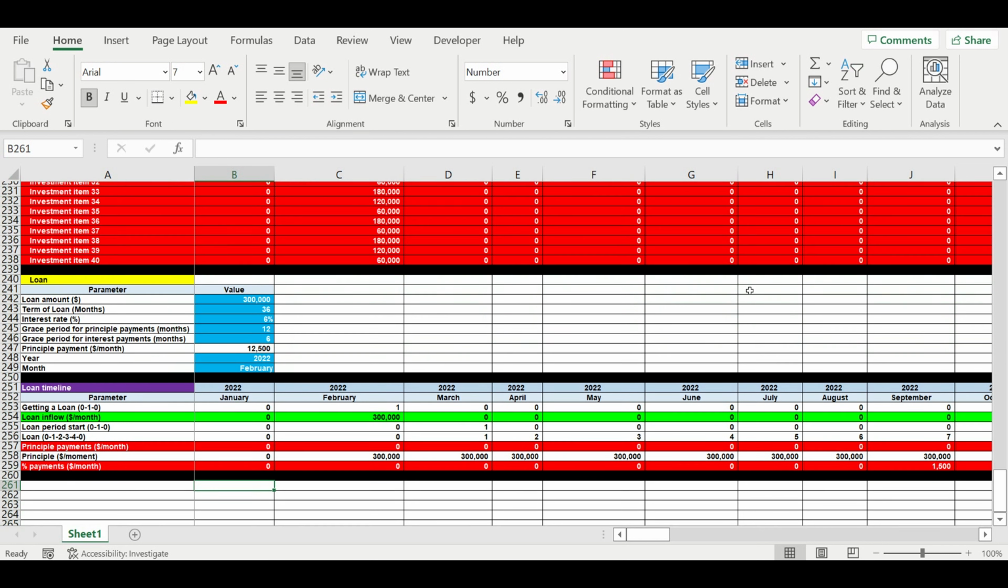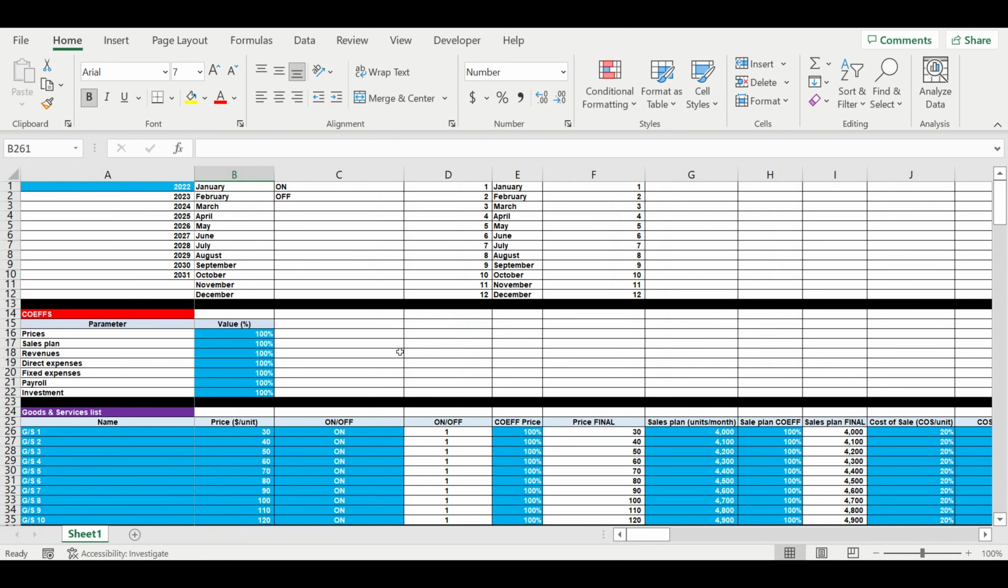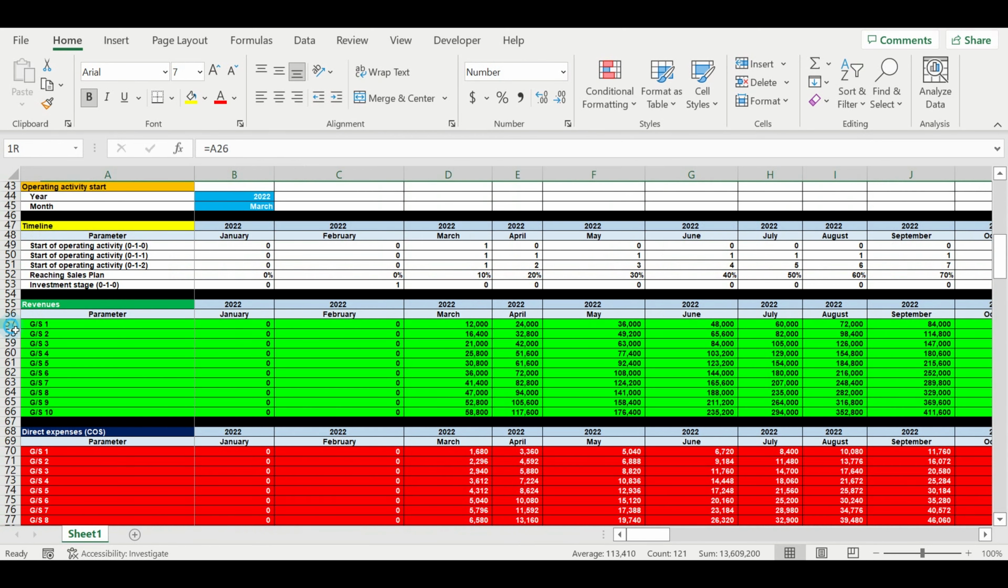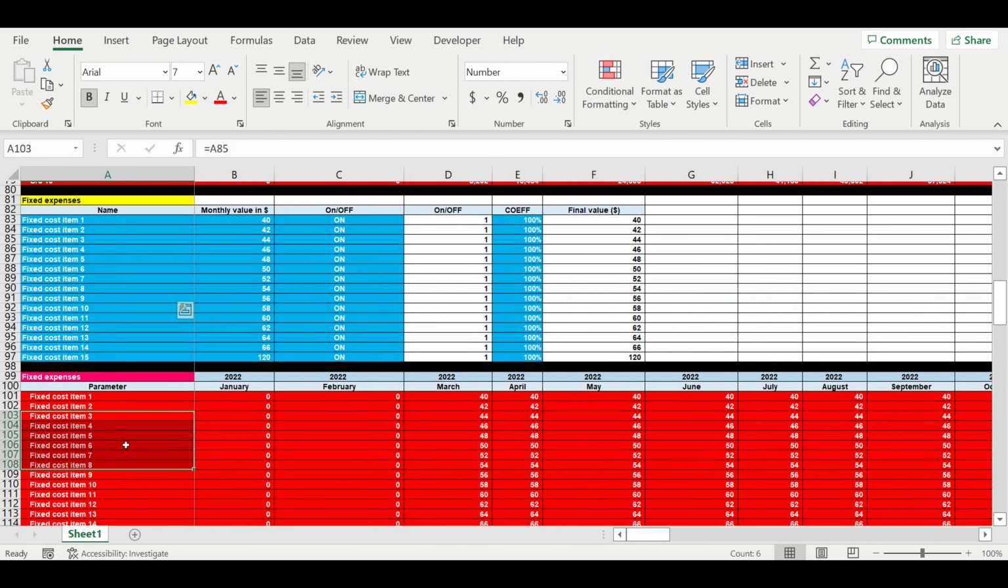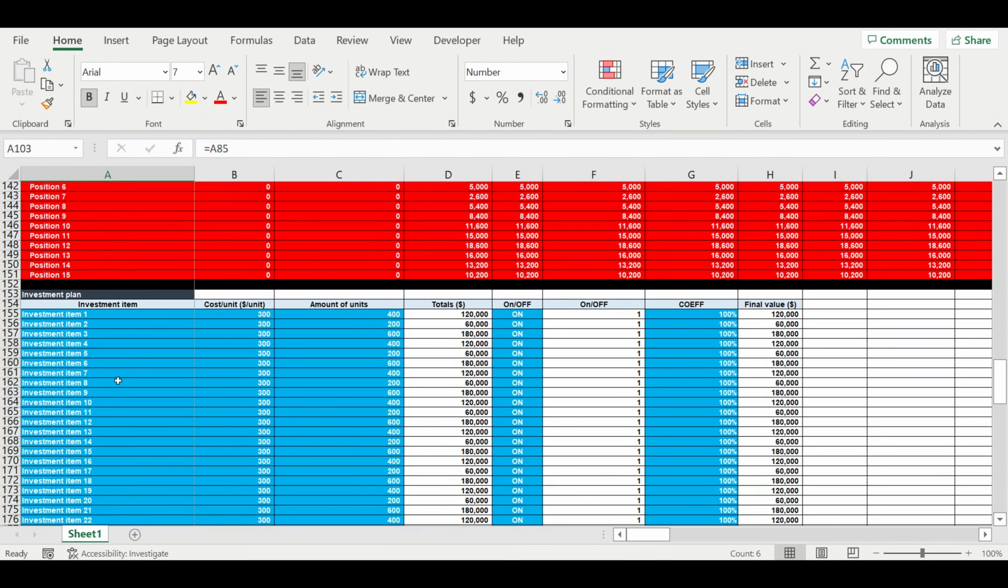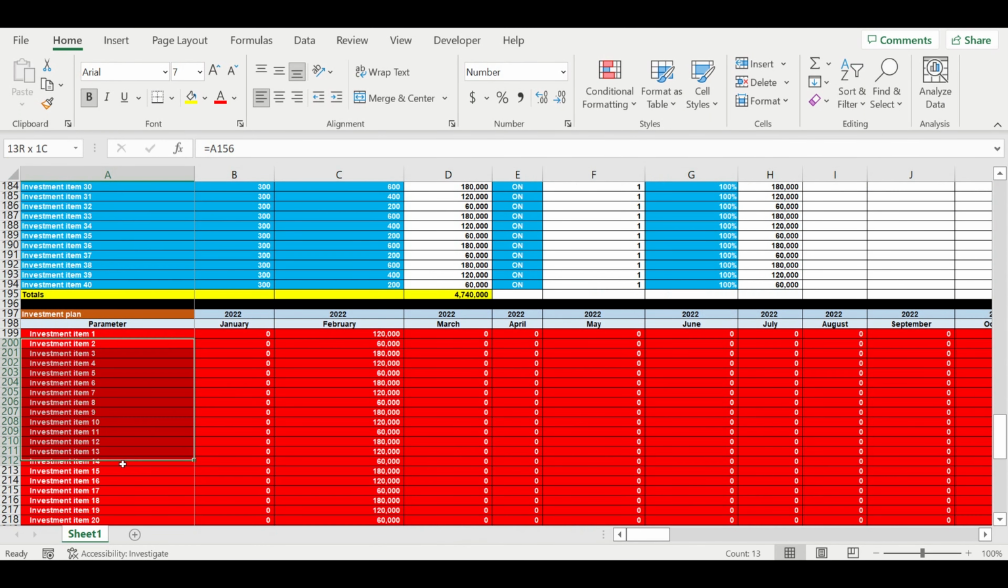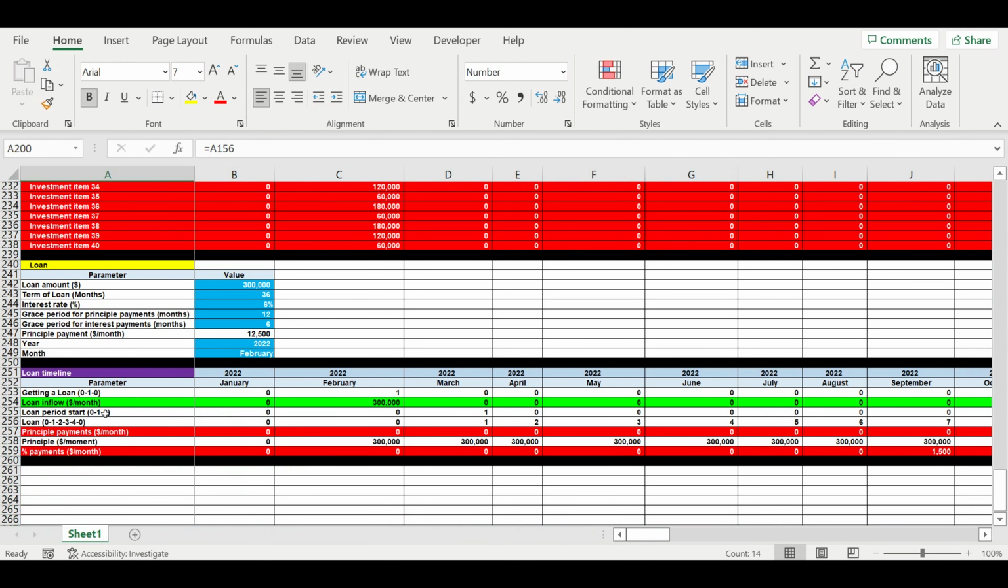So in the previous videos we figured out the revenues, we figured out direct expenses, fixed costs, payroll. We did investment, then we added a loan, and now it's time to move all these revenues and expenses inside the table, which is called cash flow, where we will be able to see the profits, the cash balance, how much money we earn at this or that time inside the timeline.